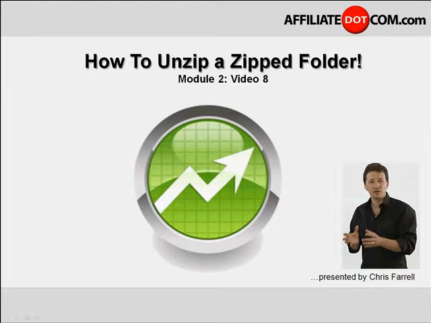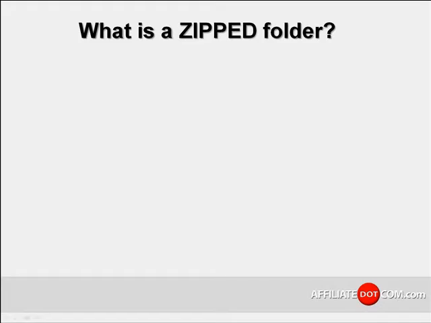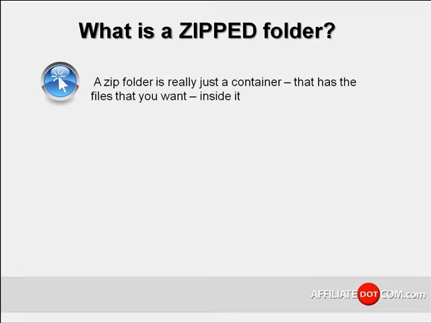Now, a zip folder or a zipped folder, what is it? Well, really all a zipped folder is a container, if you like, that has inside it the files that you are actually after, the files that you actually want to use. So a zipped folder kind of is a bit like a sandwich bag, if you like. Imagine a sandwich bag where you make your lunch and you put it in those clear Perspex bags. That's kind of what a zipped folder is like. It holds everything inside. It holds the contents for easy transportation and easy storage as well.